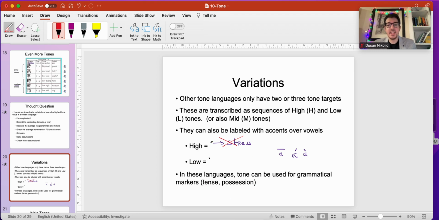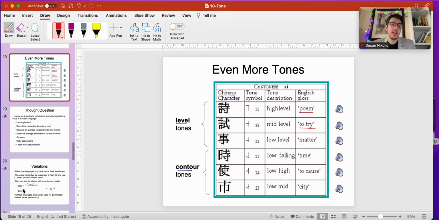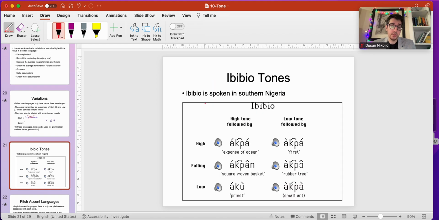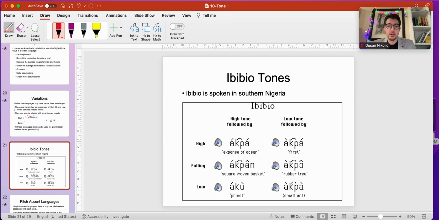Okay. In these languages, tone can be used for grammatical markers, such as tense and possession. So in Mandarin and Cantonese, we mostly use tones for distinguishing between words. This word means poem, this word means to try, and so on and so forth. But in Ibibio, which is spoken in southern Nigeria, we use these tones for expressing high and low tones, which means something else, right?